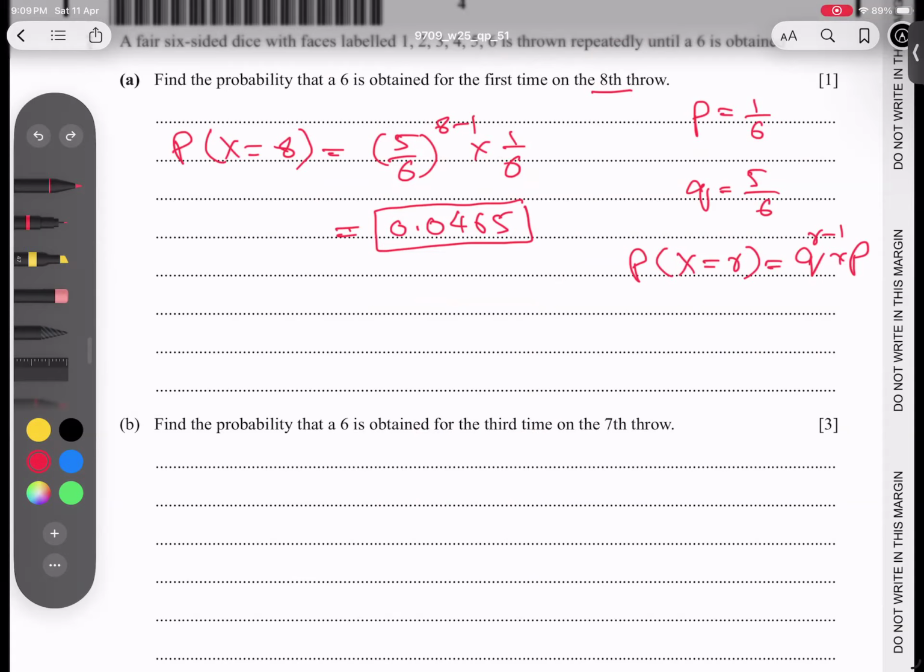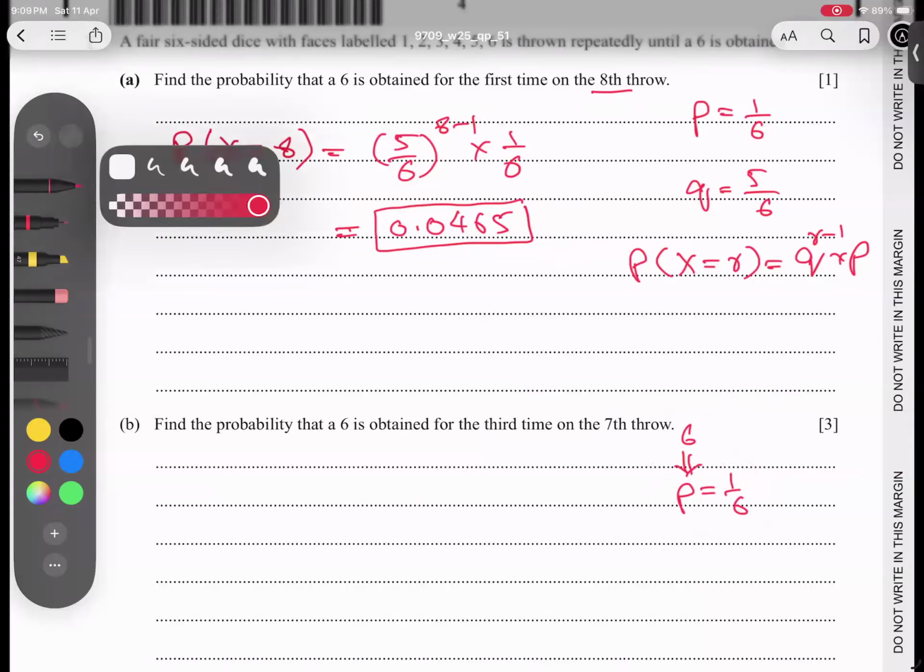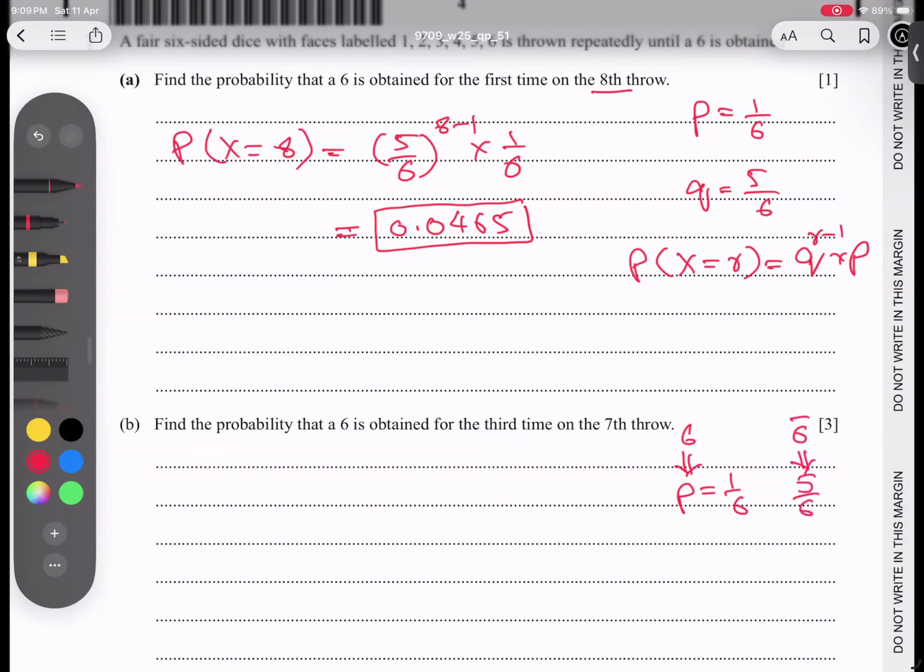First of all, the probability of 6 is very clear. Probability of 6 is 1 by 6. And the probability of not 6 is what, students? 5 by 6. Okay, now have a look. He's saying that you have a 6, but on a third time on the 7th throw. Look, I show you. First throw, second throw, third throw, fourth, fifth, sixth, and 7th.